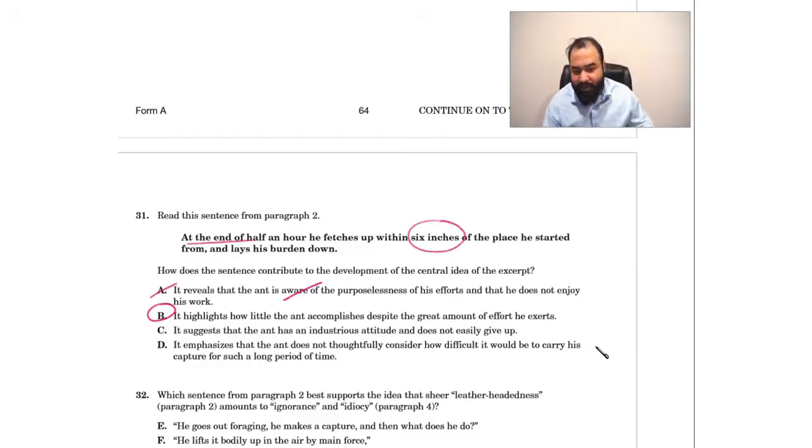It shows how little was done. Even after so much moving around, yanking, grabbing here, there, he's just 6 inches away from the place he started from. That's like nothing got done.